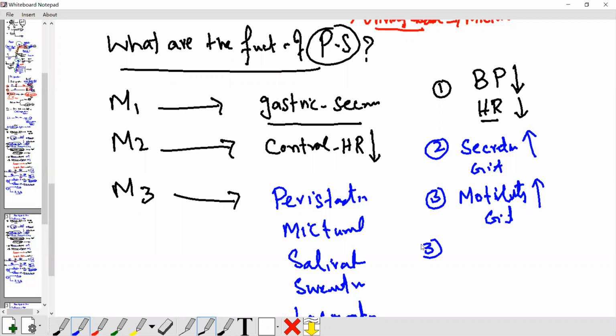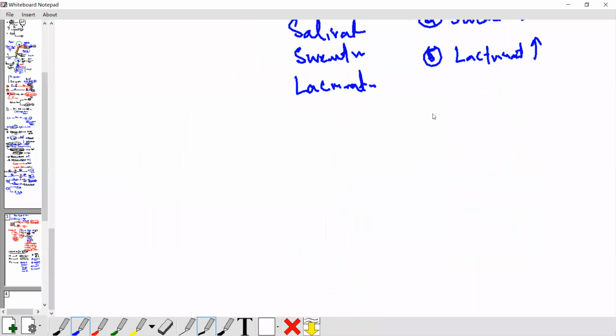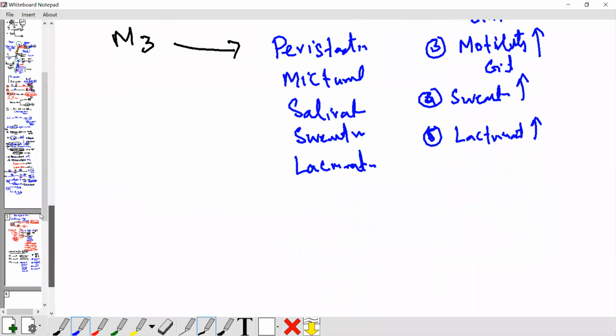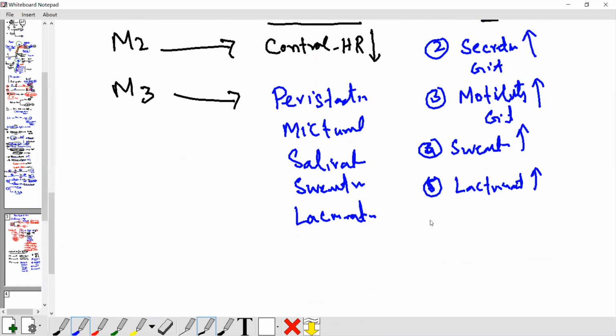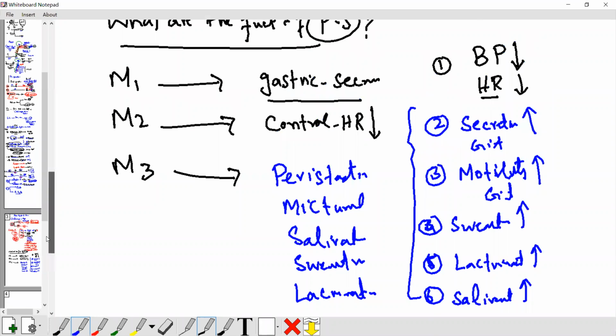What happened with the skin? Sweating increase. What happened with the eyes? Lacrimation increase. Lacrimation means watering from the eye, like tearing. What happened with another gland, like the salivary gland? Salivation increase. Understand these functions? Yes, sir. So these are the normal functions done by the parasympathetic system.